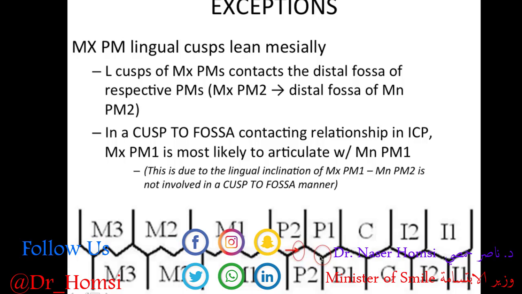So if we come here to the first premolar, that lingual cusp is actually pushed to the mesial a little bit, so it's going to occlude with the distal fossa of the first premolar. It's not going to occlude with the marginal ridges, so make sure that you don't get confused about that. And then here's another one. In a cusp to fossa contacting relationship in intercuspation, the maxillary first premolar is most likely to articulate with the mandibular first premolar. And again, this is due to the lingual inclination of the cusps.